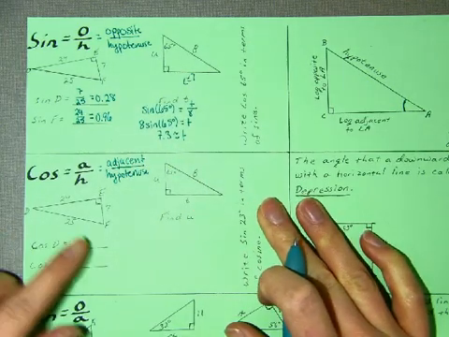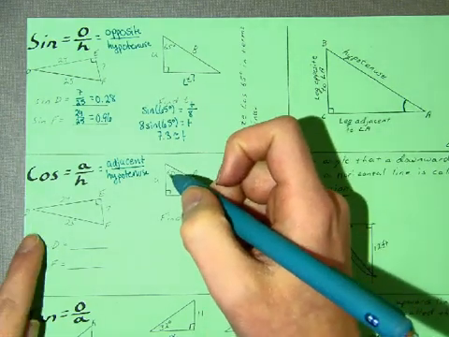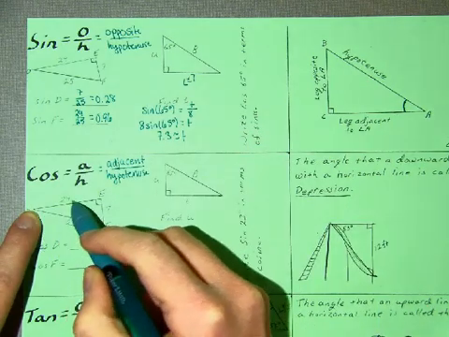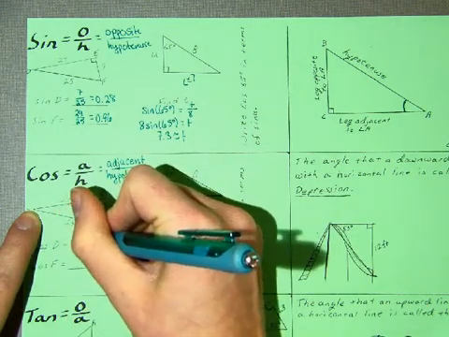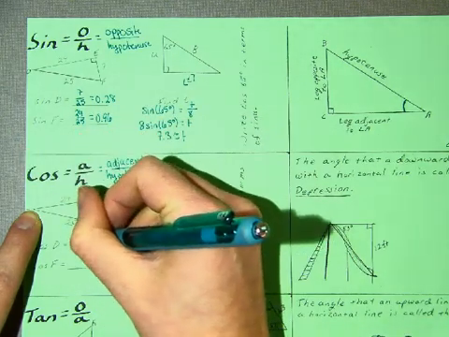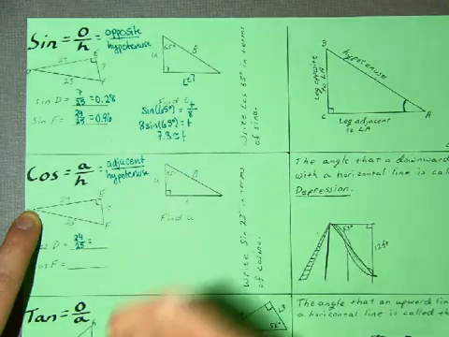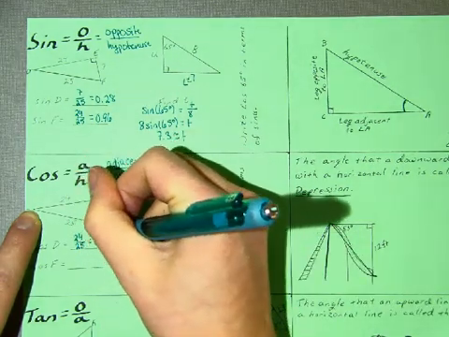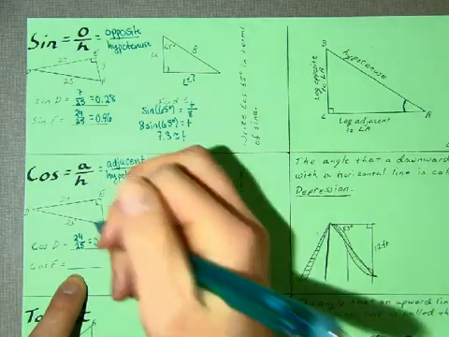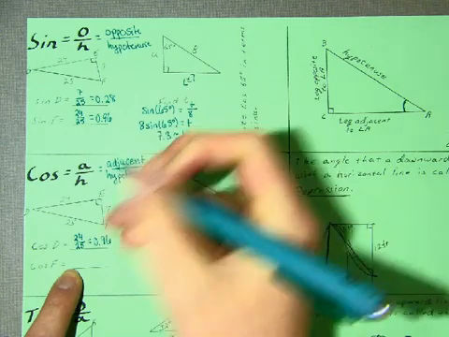So same thing, we're just going to write out our proportions here. So if we're looking at angle D, then the adjacent leg is 24, and that's over our hypotenuse, which is still 25. And when we plug that into our calculator, we will get 0.96. And angle F is adjacent to 7.